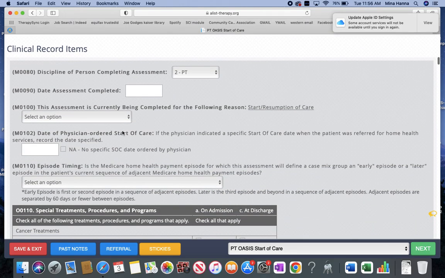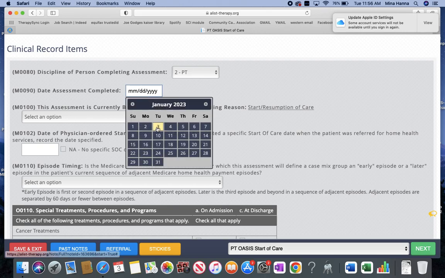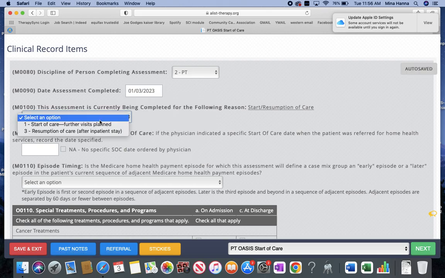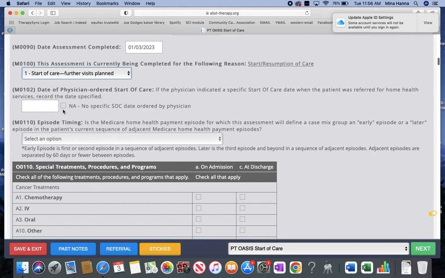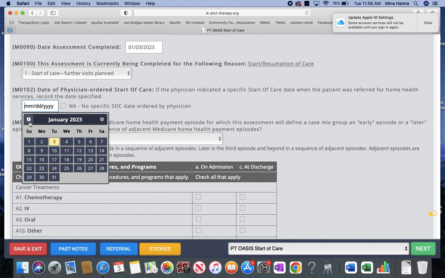This is really when you need to start filling out everything. So we're going to go here. I did my assessment. Let's pretend it's today. And then it's the start of care. Date for the physician's order start of care. Usually that's on the HMP.